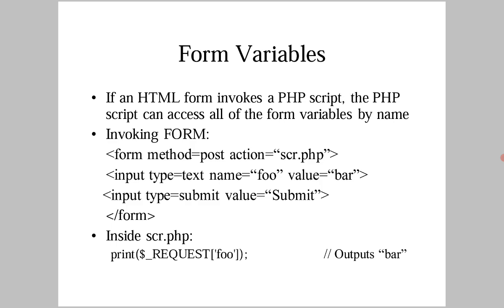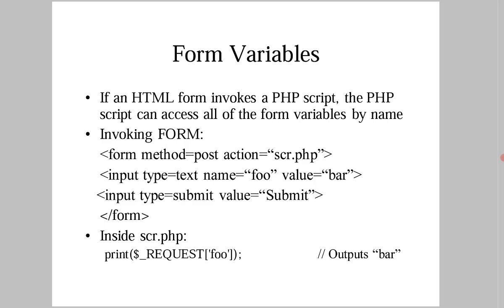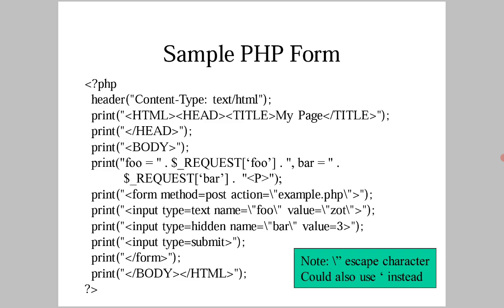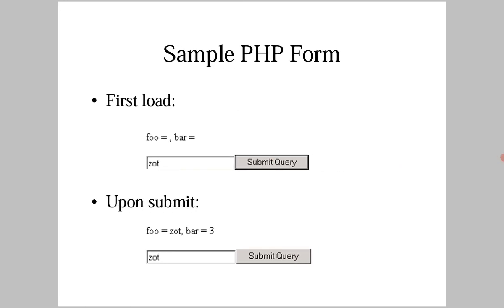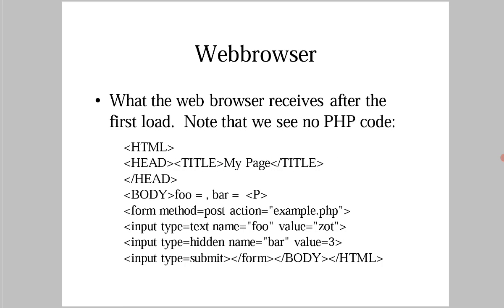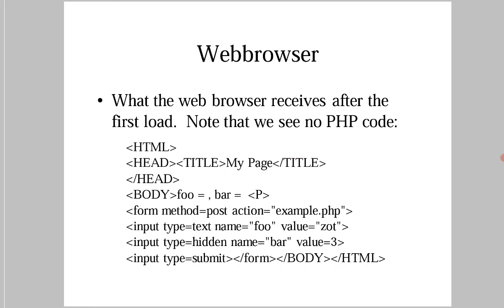So what are the contents of the scr.php code? The scr.php code contains some print statements and variables, like that. So this is a sample PHP form. This program explains how to use forms in PHP code. So this is the output of using a text box and a submit button.